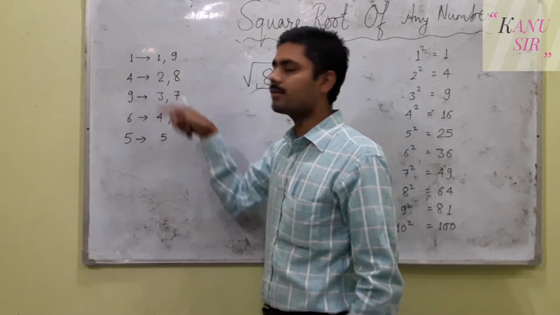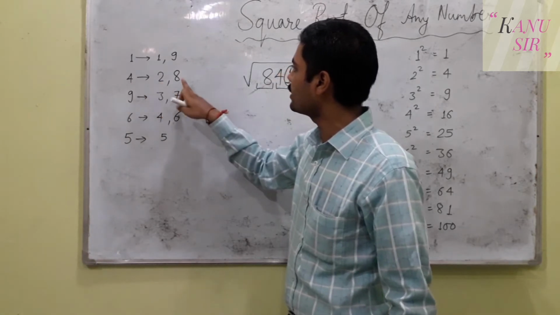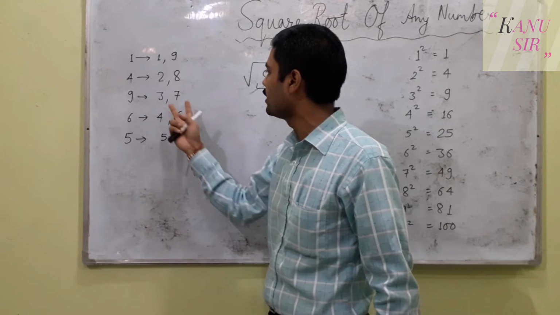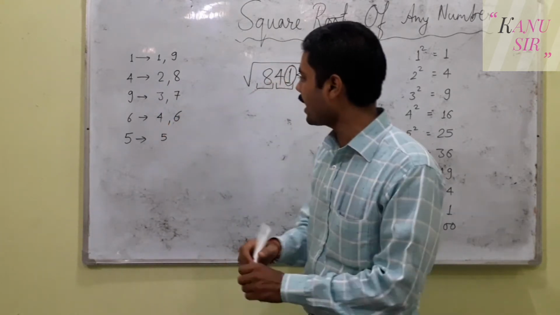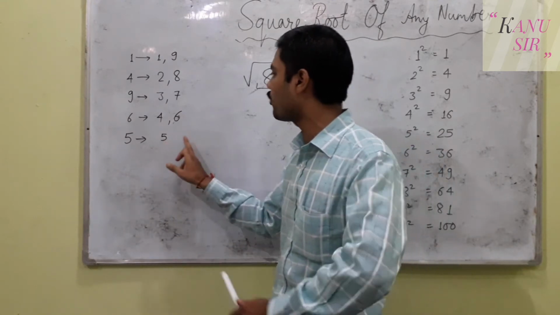So 1 plus 9 is 10. Similarly, 4 is found in the square of 2 and in the square of 8. And here you can see the sum of 2 and 8 is also 10. Sum of 3 and 7 is also 10. Sum of 4 and 6 is also 10. And 5 itself can make 10 if we take 5 twice.